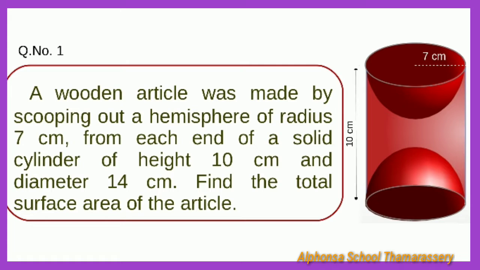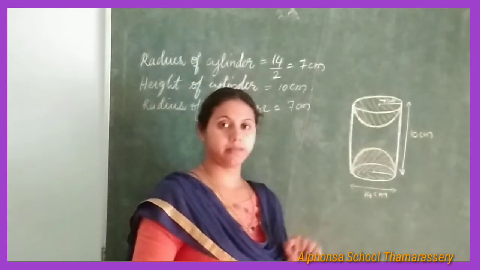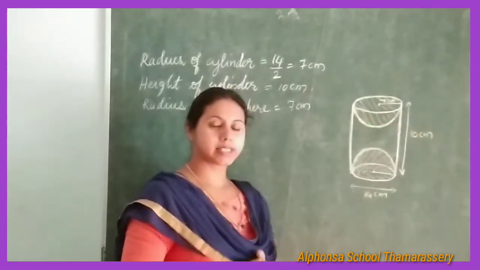So the total surface area of this solid cylinder after scooping out the hemispheres is the curved surface area of the cylinder plus the curved surface area of two hemispheres. After scooping out the hemispheres, I want to find the area of the remaining solid. So here the height of the solid is given as 10 cm. That will be equal to the height of the cylinder.